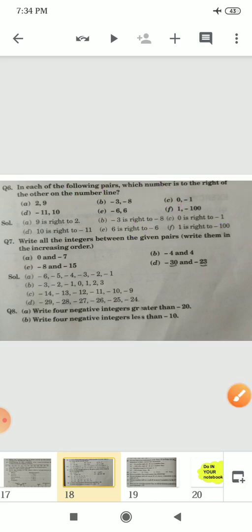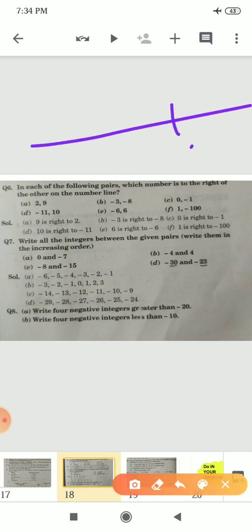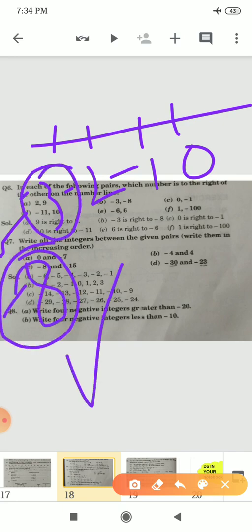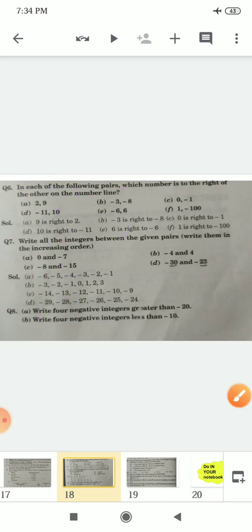Now we have minus 3 and minus 8. So minus 3 is right to minus 8. Yes, if you draw a number line, here will be 0, minus 1, minus 2, minus 3, and further forward will come minus 8. So which is on the left hand side? Minus 8 is on the left hand side and minus 3 is on the right hand side. So you will write minus 3 is on the right of minus 8. Okay, same way you will do all these questions.